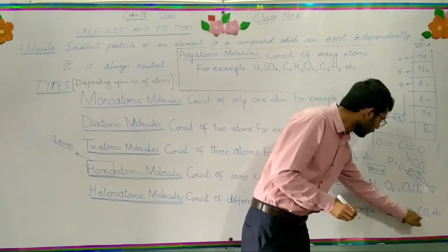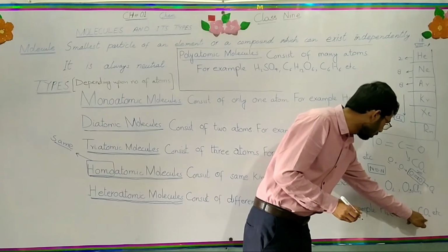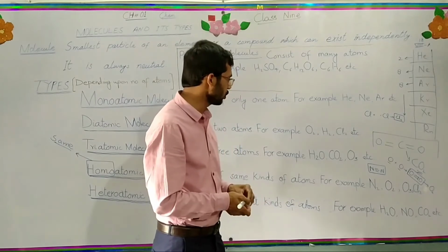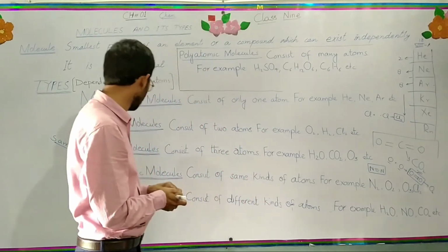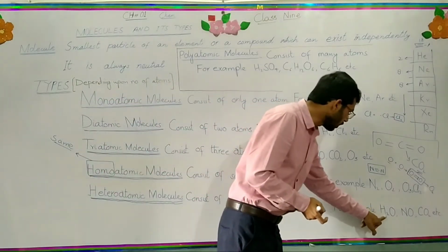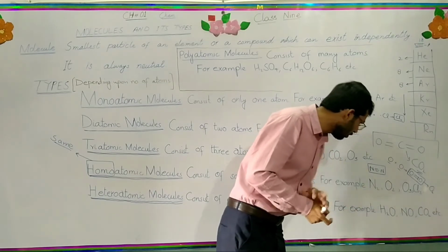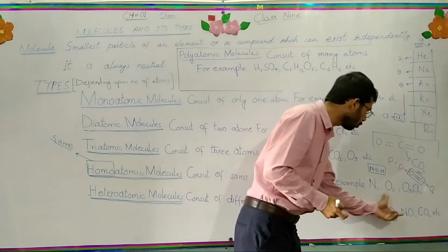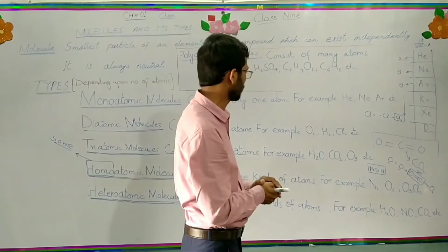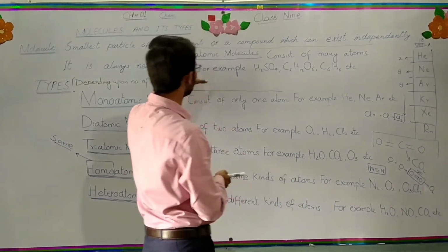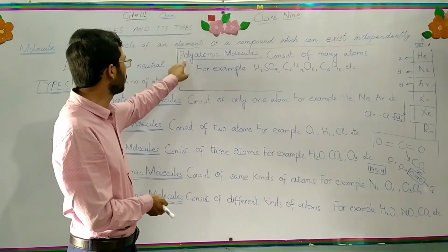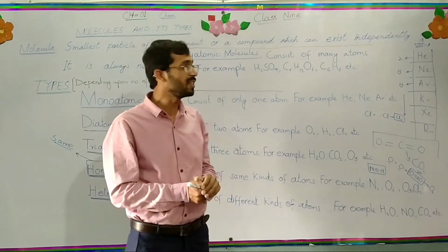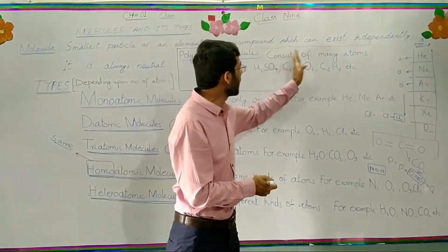And in the same way, the next one is carbon dioxide. There is 1 atom of carbon and 2 atoms of oxygen in one molecule of carbon dioxide. So water, nitrogen monoxide and carbon dioxide are examples of heteroatomic molecules because these molecules consist of different kinds of atoms. And the last one is polyatomic molecules. The word poly means many. Polyatomic molecules are those molecules which consist of many atoms.